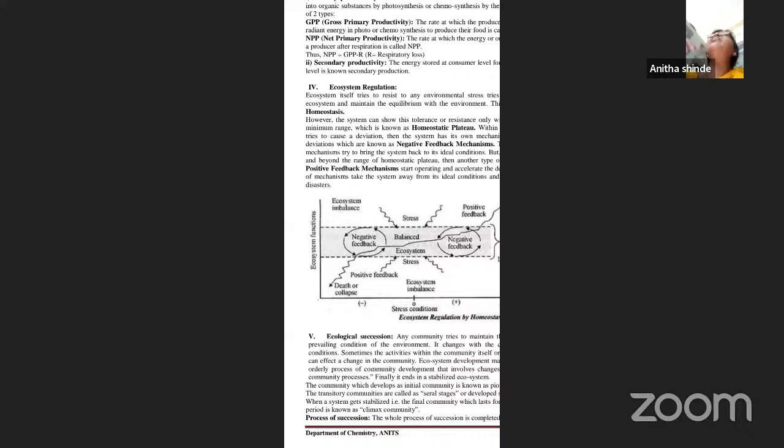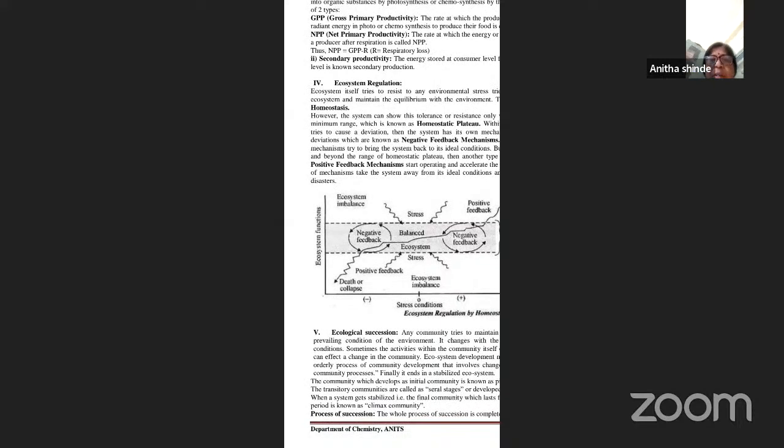So when the community is trying to develop itself, it undergoes a series of changes. Though it is in an orderly manner, they undergo different stages. In the initial stage, you call it the initial community, the pioneer community. Then the transitory communities, in-between communities, you call the serial stages or developed stages. And the final community, you call it a climax community.